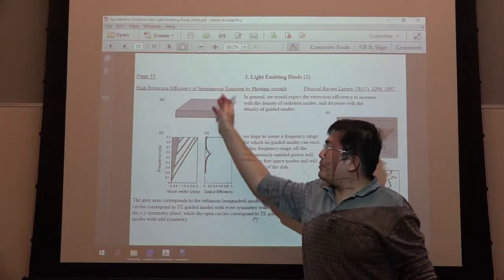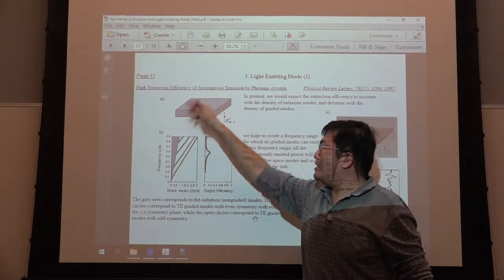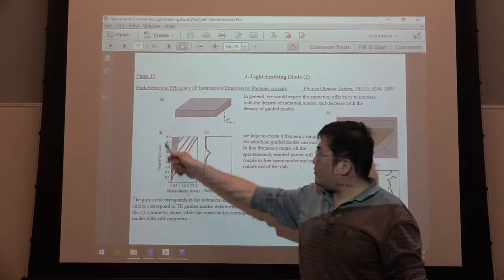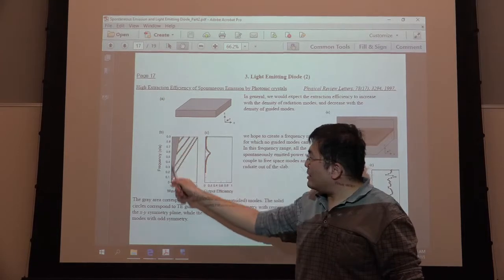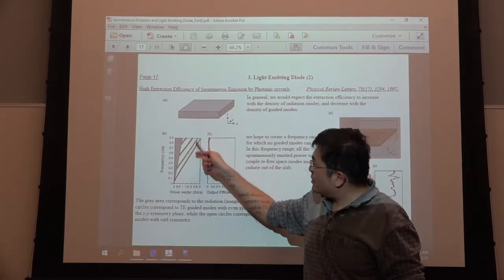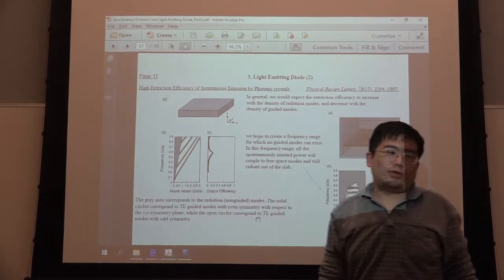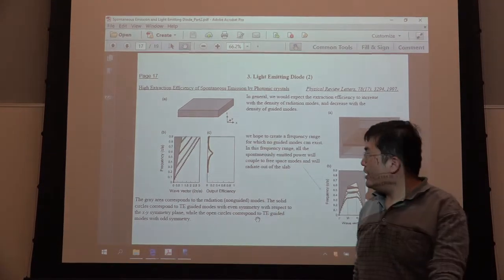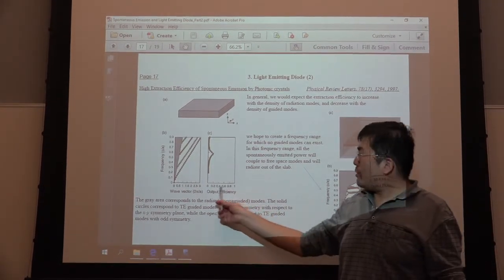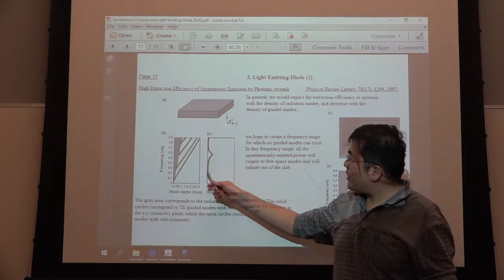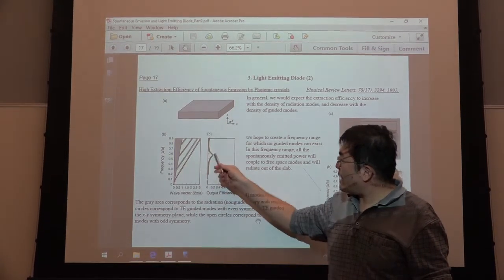This is a very simple model of bulk active material. This is a dispersion diagram. The gray region is the radiative mode. These curves are guided modes. They solve the dispersion relationship, then calculate the output efficiency. It is very small, you can see, with only a peak here.